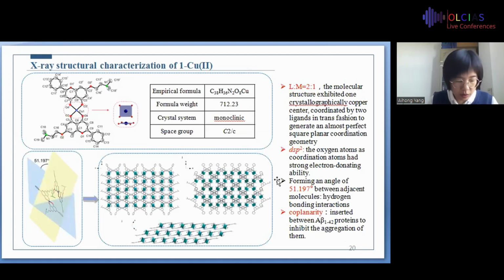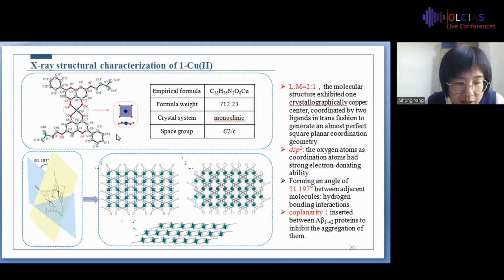Furthermore, Ligand 1 is a chrysin derivative formed by introducing a dimethylamino group into the 7-hydroxy group. We also obtained the single crystal of the complex of 1 and copper. The novel 1-copper complex was characterized by single crystal X-ray diffraction. The figure showed that the 1-copper complex was crystallized in the monoclinic system.